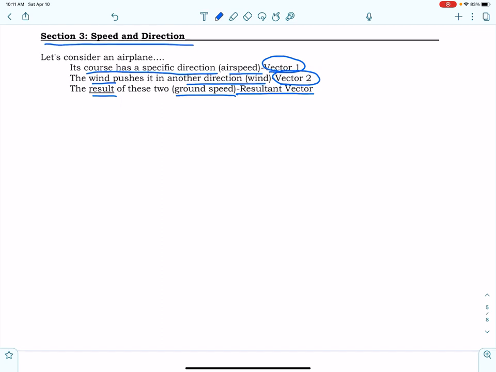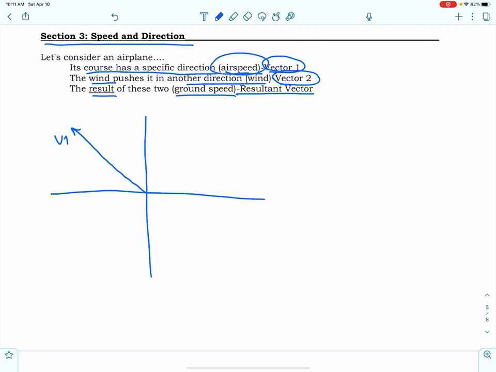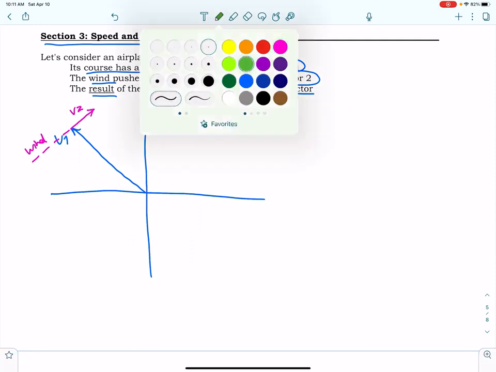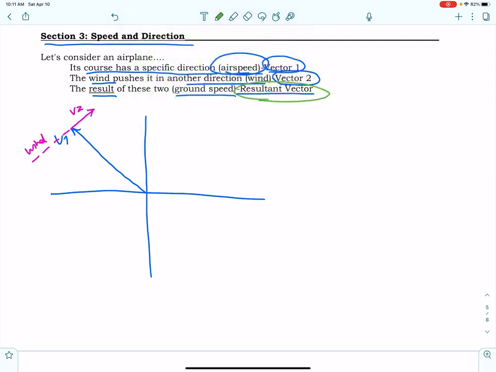Okay, so let's draw a picture of this so that we can get a little bit of an understanding of what we're talking about here. So let's say we have vector 1. This is the airplane's course, all right? So this is what the airplane sets off to do. Well, let's say the wind comes up from the southwest. All right, so let's say the wind does this and it's going to push. Okay, so this is the wind. So that's going to represent vector 2. And what results, okay, the resultant vector is that the airplane actually ends up right here. So this is our resultant vector.